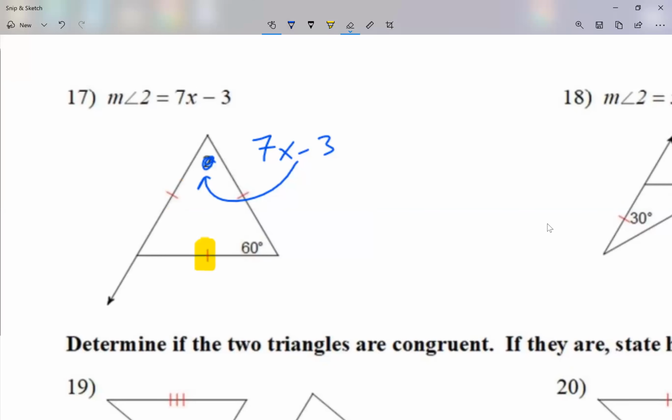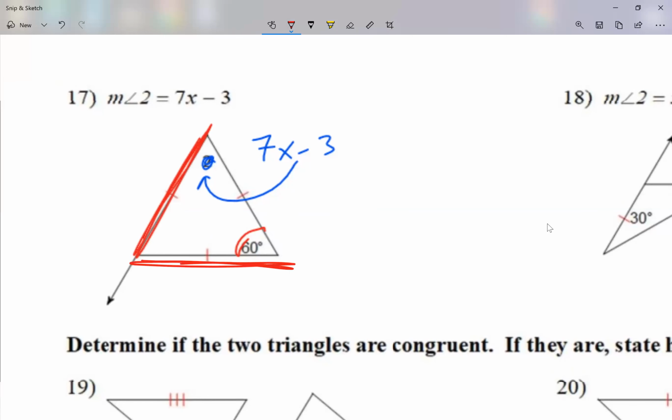Let me show you why all angles are equal. Because what I will do is, this side is marked, so let me mark the opposite angle. This side is marked, so let me mark the opposite angle. This side is marked, let me mark the opposite angle. All the angles that I marked are equal to each other. Yeah, in that case, all of them are equal.